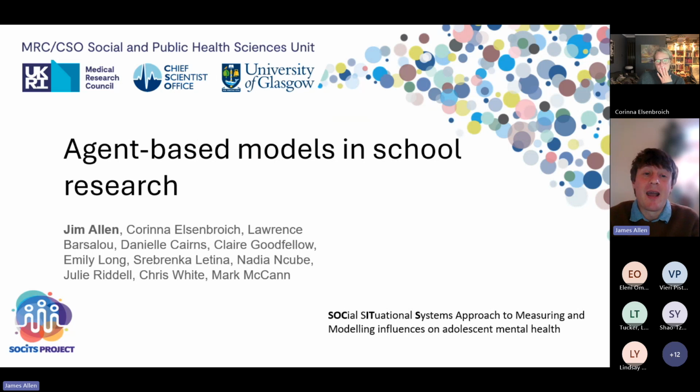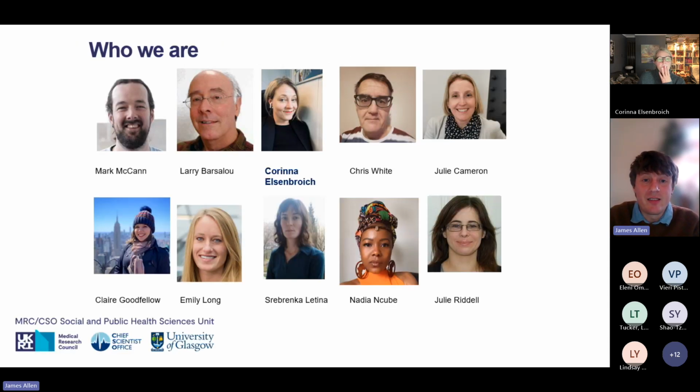So what I'm going to talk about now is using these ideas to think about adolescent mental health in schools research, and the sort of things that we've been doing in SOCITS based on these ideas. This is the team. Corinna and myself are the main agent-based modelers, and we have a very varied team of psychologists, network scientists, and people from the Mental Health Foundation.